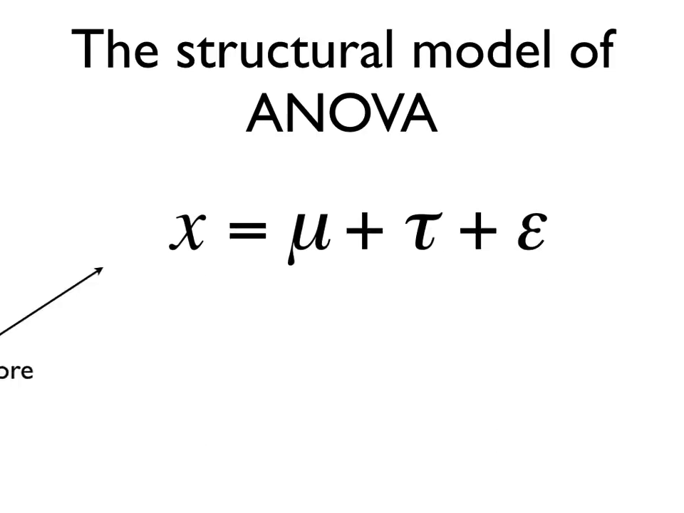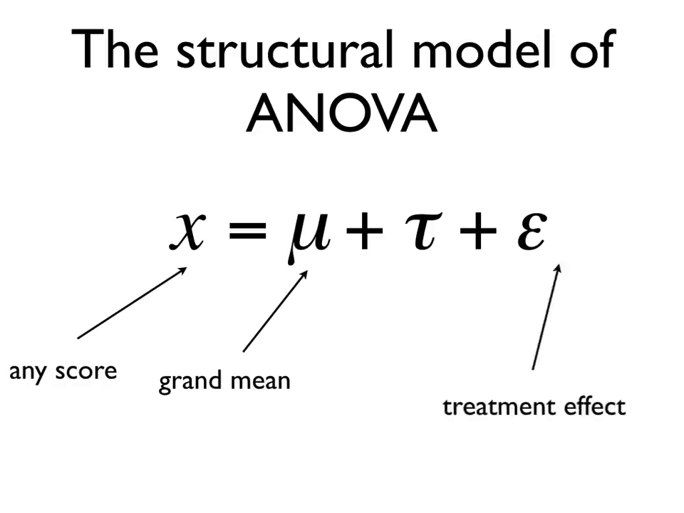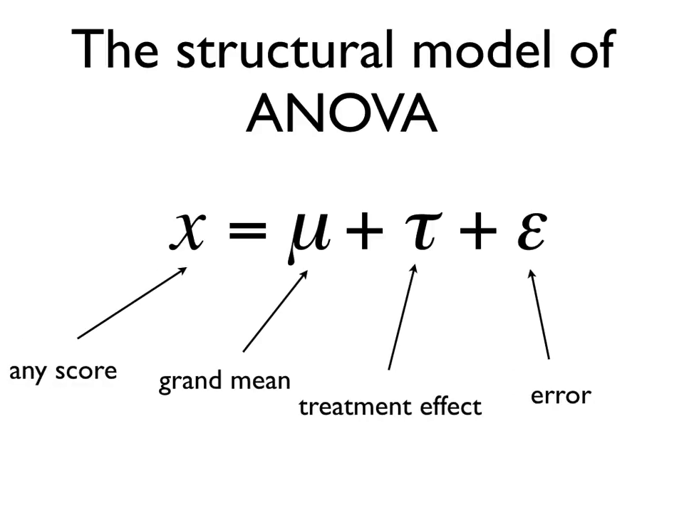That's actually called the structural model of analysis of variance. Structural model of ANOVA. X equals mu plus tau plus epsilon. Any score equals the grand mean plus the treatment effect plus the error.